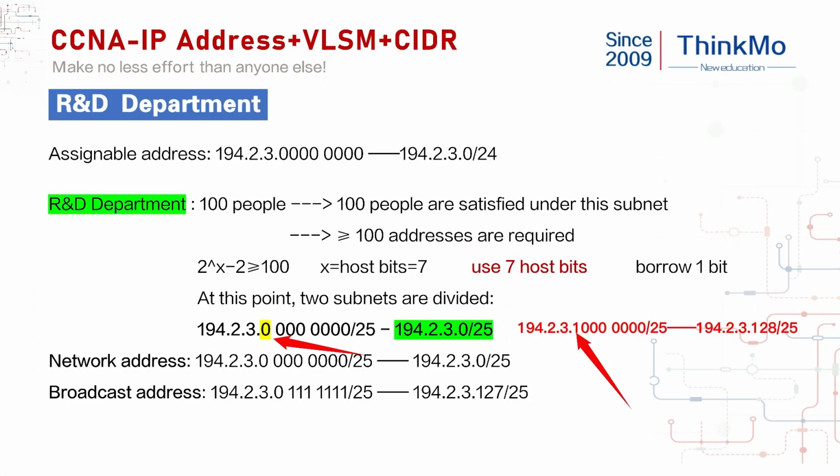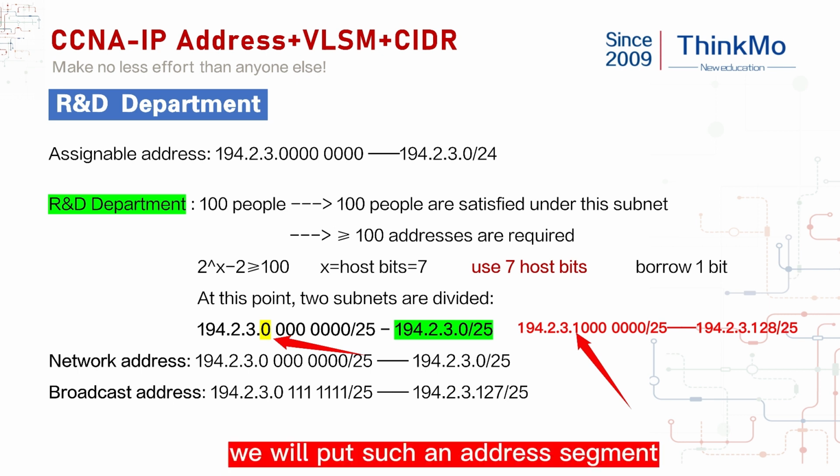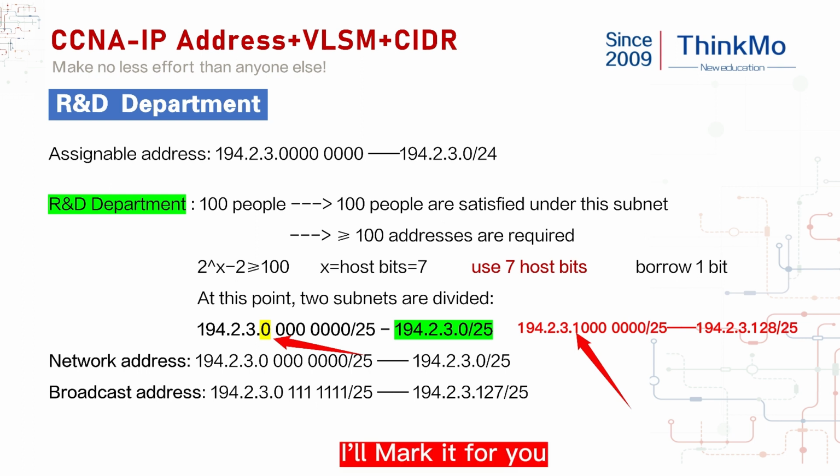Actually, there have been two changes in this one. We will put such an address segment for the RAND department. I'll mark it for you. Okay. This is the subnetting we do, equivalent to dividing into 2 subnets.